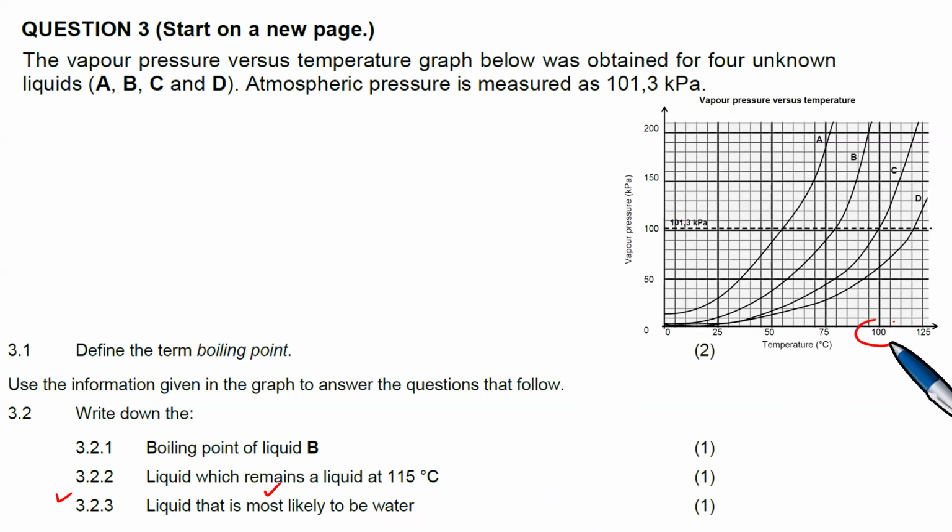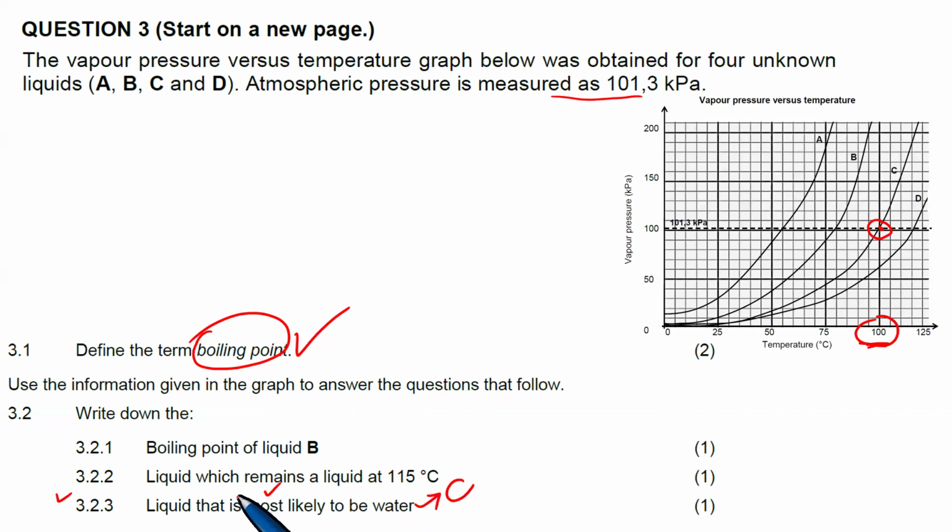Right, clearly it is this one, such that at atmospheric pressure, at 100 degrees Celsius, you're able to see that this graph meets the 101.3 kilopascals. And at this point, we know very well that the vapor pressure equals the atmospheric pressure, and at the point that the vapor pressure equals the atmospheric pressure, you have what you call the boiling point, and it is certainly C.